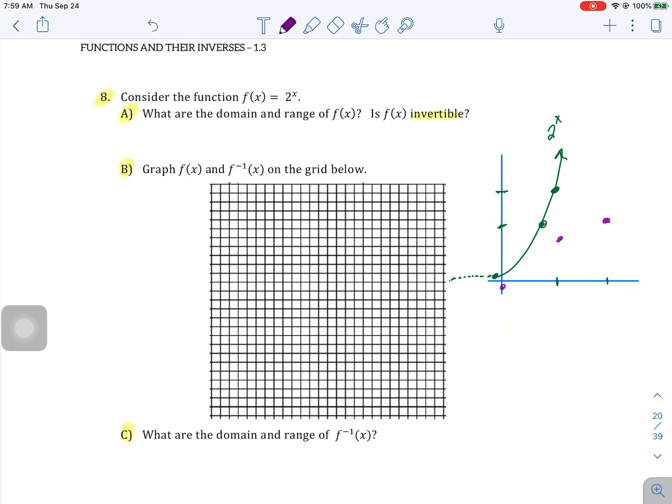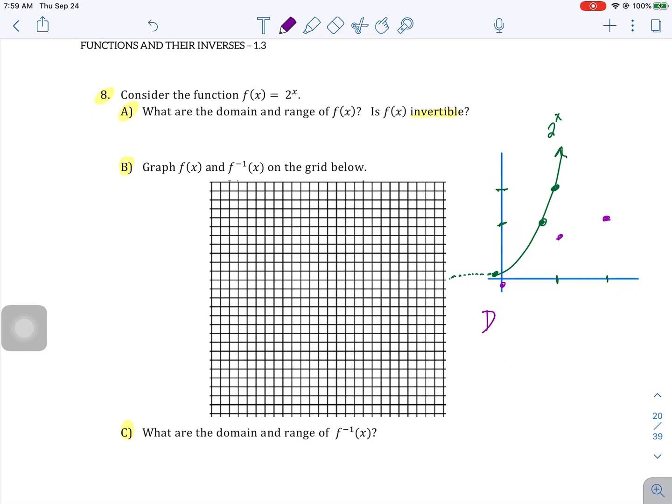Here's another one. Consider the function 2 to the x. What's the domain? Well, the domain here is all reals. The range of 2 to the x, like the last one, is from 0 to infinity. And then the question, is it invertible? Well, if you graph these, you can see it looks like that, right? That would be the inverse.